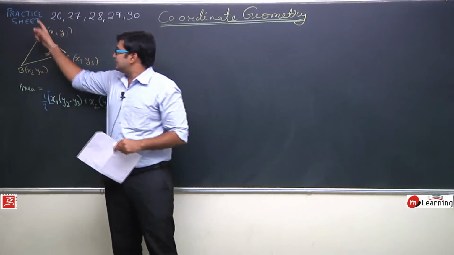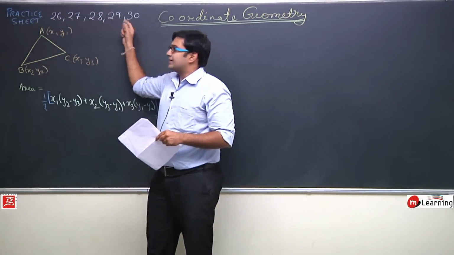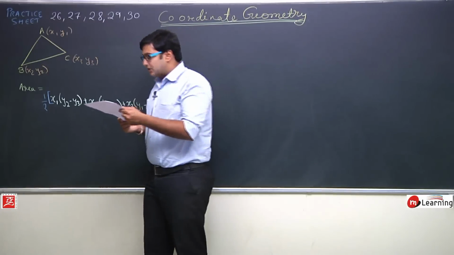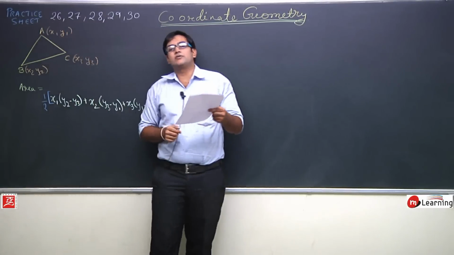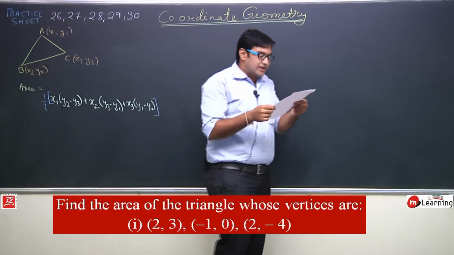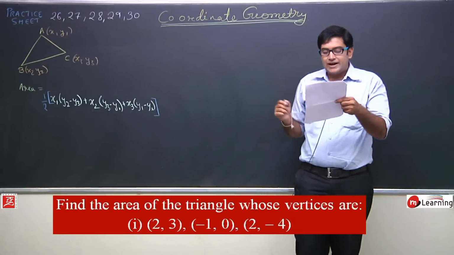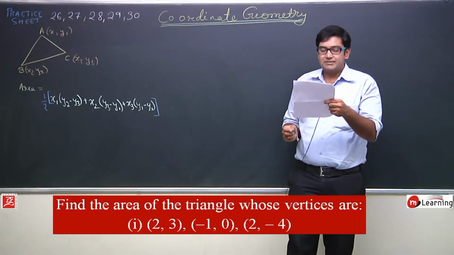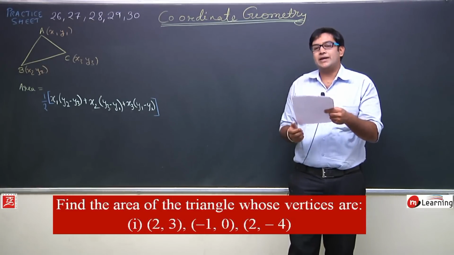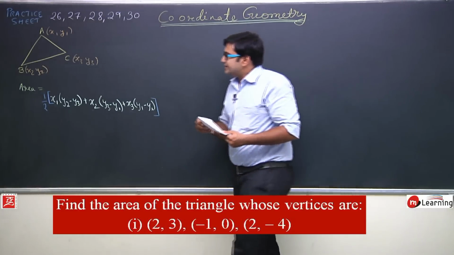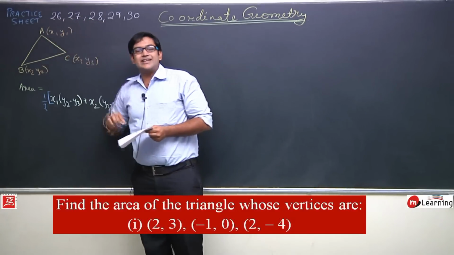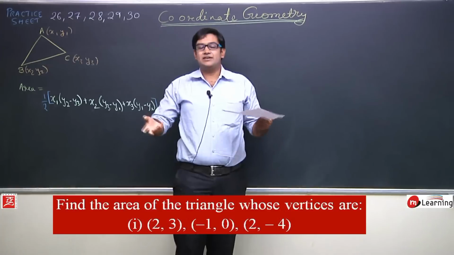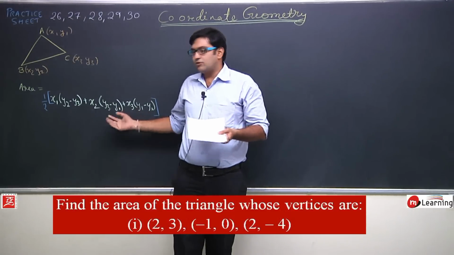We will discuss 26, 27, 28, 29 and 30. These 5 questions we will discuss. So let us start with the 26th question of the practice sheet. The 26th question says, find the area of a triangle whose vertices are 2, 3, minus 1, 0 and 2, minus 4. Okay, so it's a very simple question. This question says that you need to calculate the area of a triangle whose vertices are given. So we know the formula, this is the formula.